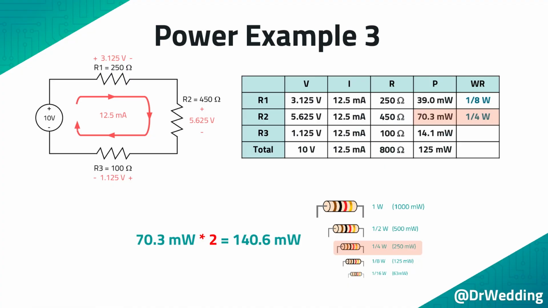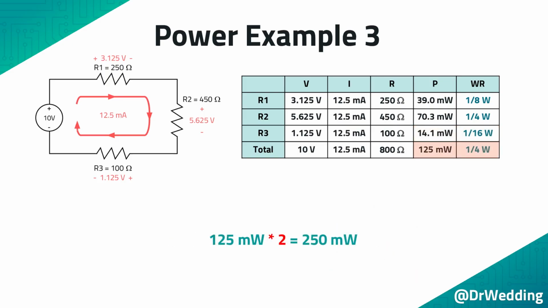For resistor R2, I will multiply the power by my safety factor of 2. This means I need the smallest resistor that can handle 140.6 milliwatts. Starting from the smallest resistor and working my way up, the smallest resistor that can handle 140.6 milliwatts is a 1/4 watt resistor. For resistor R3, I will multiply the power by my safety factor of 2. This means I need the smallest resistor that can handle 28.2 milliwatts. And working up from the smallest resistor, the first resistor that can handle the power is the 1/16 watt resistor.